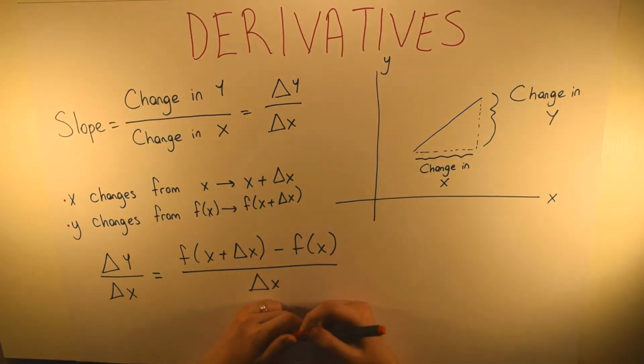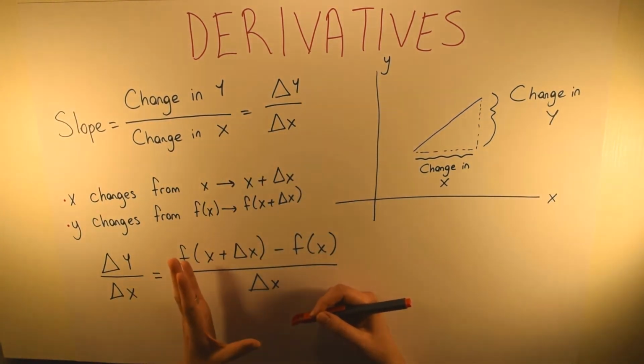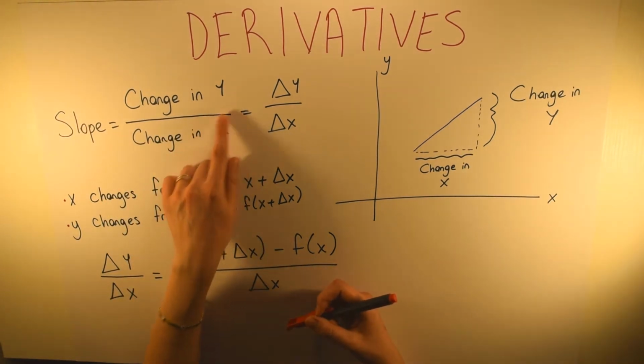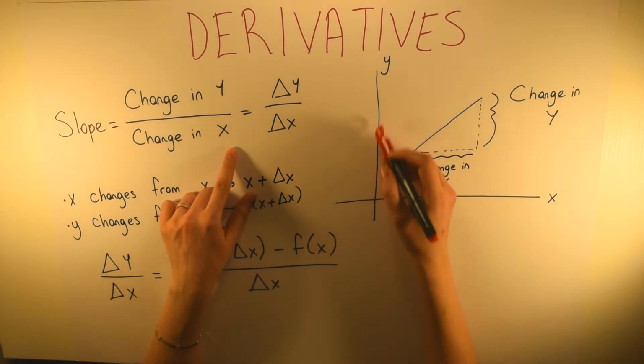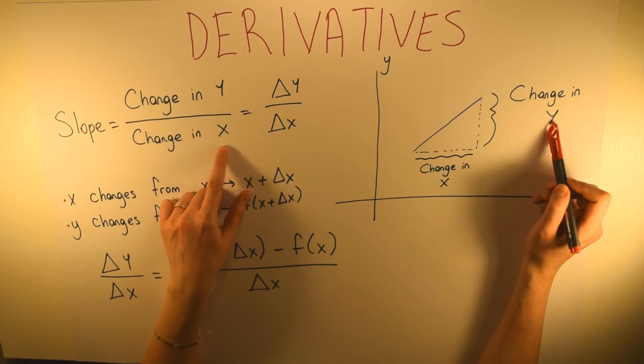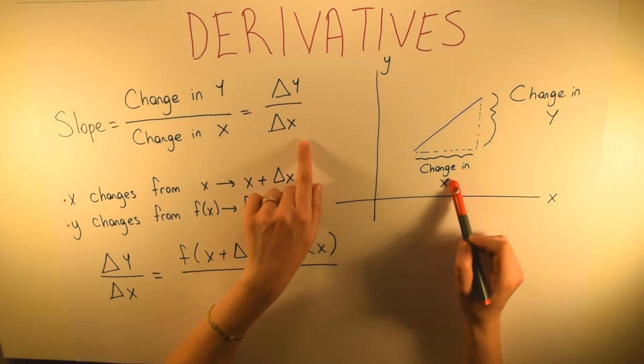So let's begin. Derivatives are actually all about slope. Do you remember the formula for slope? It is change in y over change in x, which is equal to delta y over delta x.